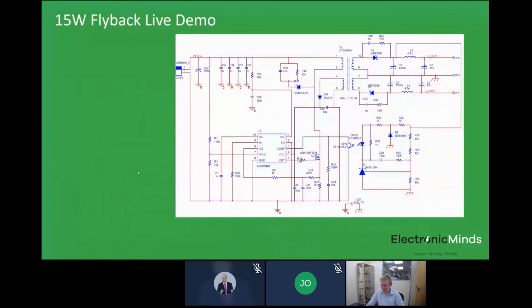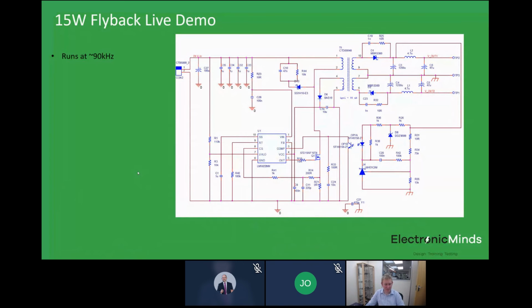I'm going to do you a live demo. It's a bit of an experiment. This is a 15 or 18 watt flyback converter that I've hooked up on the bench next to me here. I just want to show you some typical operating waveforms from that, just to give you a feel of what happens as we turn power up and down.